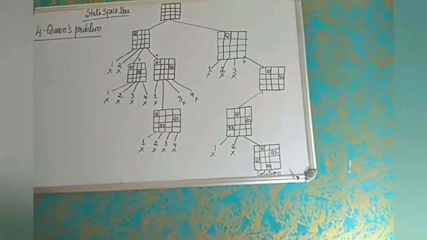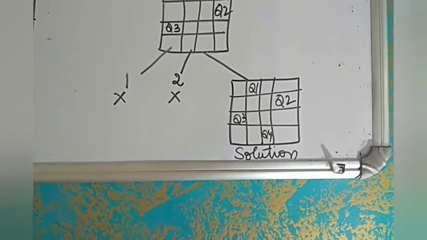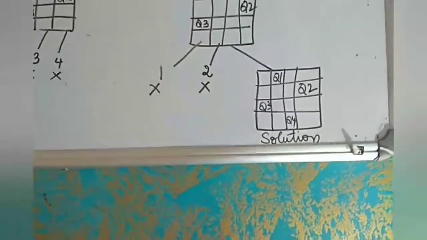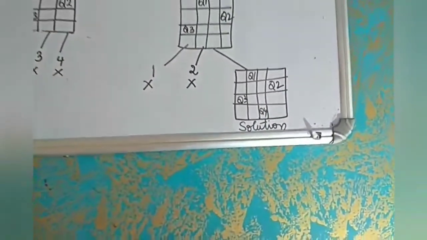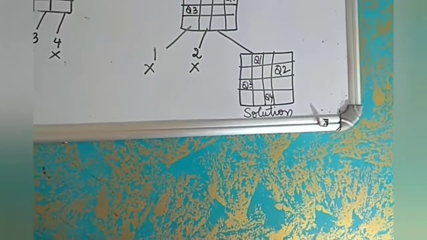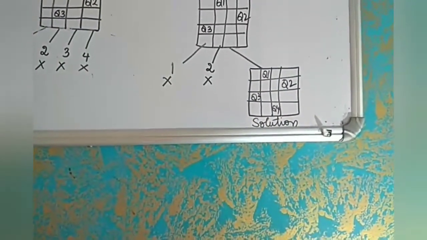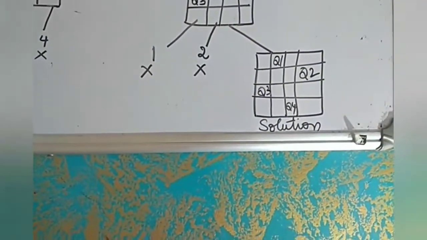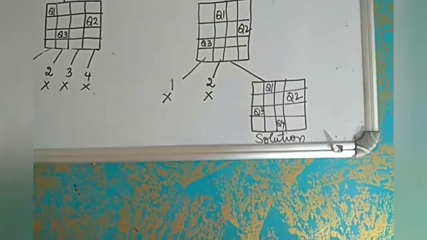So now you see q1 is in the first row, first column, q2 is in the second row, fourth column, q3 is in the third row, first column, q4 is in the fourth row, third column. Which clearly shows us that the queens don't attack each other. So it satisfies all of the constraints. So this is one of the solutions for the 4x4 queens problem.